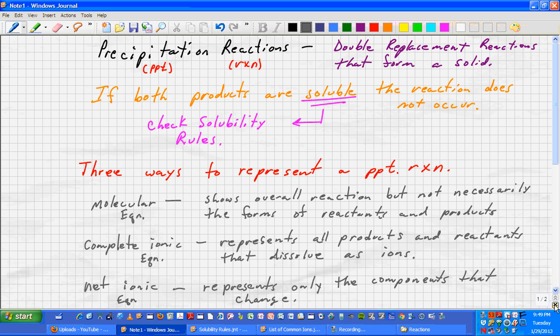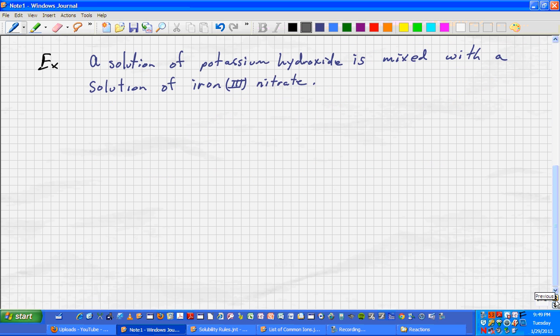Let's take a look at an example of these three. This is probably the most extensive example that you're going to see. You're going to have to write your own equations. We've got a solution of potassium hydroxide, and it's mixed with a solution of iron 3 nitrate. So what we want to decide is what happens.